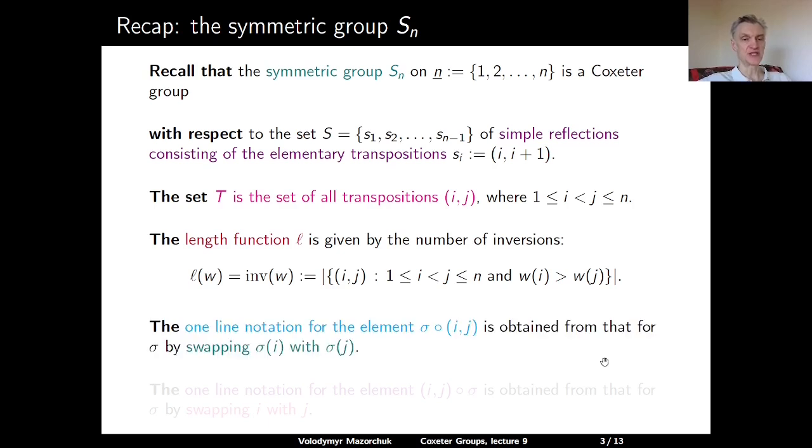In the one-line notation, the element sigma after the transposition (i, j) is obtained from the one-line notation of sigma by swapping sigma(i) with sigma(j). So we swap the elements which are at the places i and j. So the right action of the transposition permutes the places in the permutation, and the left action of the transposition permutes the images. So the one-line notation for (i, j) after sigma is obtained from that for sigma by swapping i and j in the permutation.